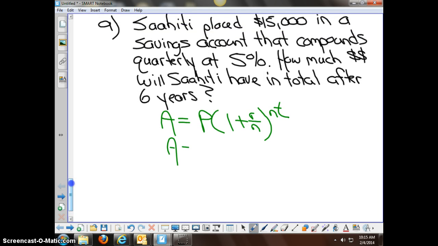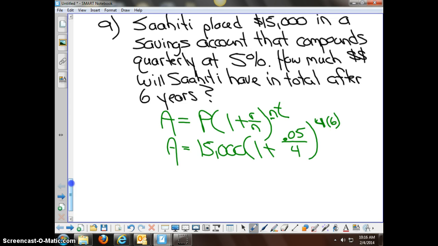Do we know P? Yeah. What is it? 15,000. Okay, let's continue with what we know. 1 plus. Do we know the rate? Yep. What is it? Everybody? 0.05. Do we know the number of times it compounds in a year? 4. And do we know the number of years? 6. So 4 times 6, or you could just write 24 up there. I'd be cool with either one.